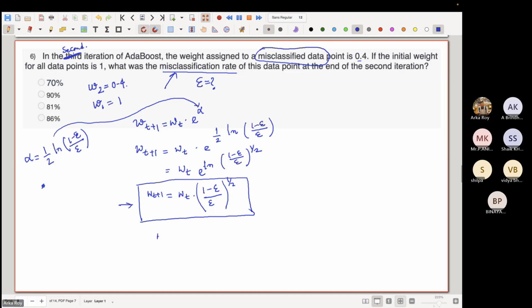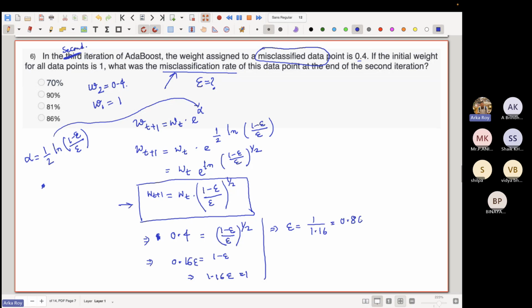Thereby, if I just plug in all the values, this is 0.4 equals (1 minus epsilon divided by epsilon) to the power half. So it would be 0.16 times (1 minus epsilon). And if I just cross multiply, this would be 1.16 epsilon equal to 1. So epsilon will be 1 divided by 1.16. So it would be 0.86.